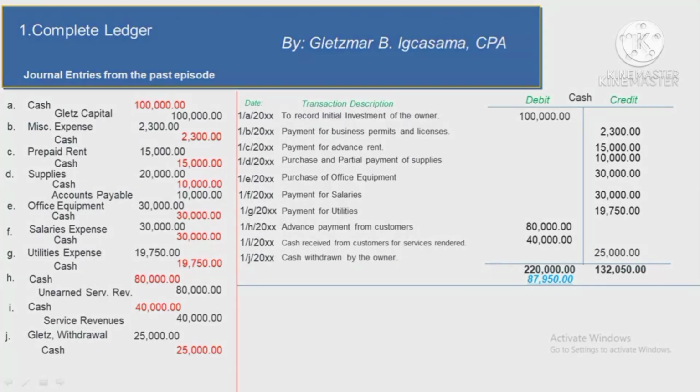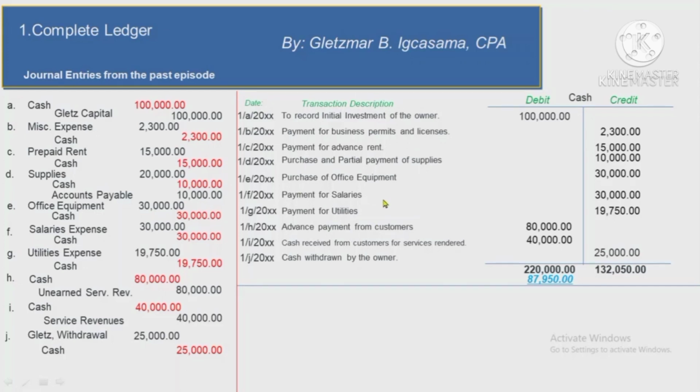If you can still recall, the complete journal entry does not only include the debit and the credit and its amounts, right? There is also an explanation of transaction. That explanation and these descriptions right here must coincide.